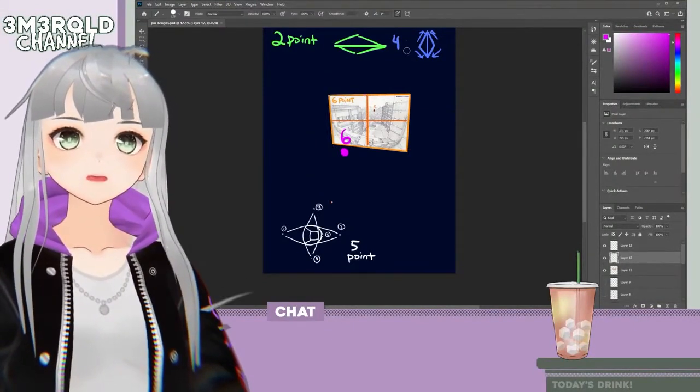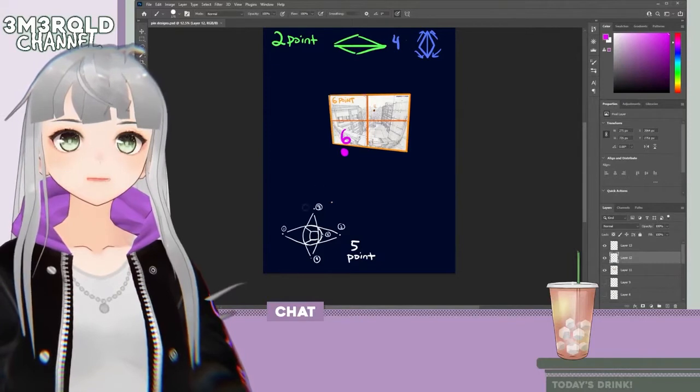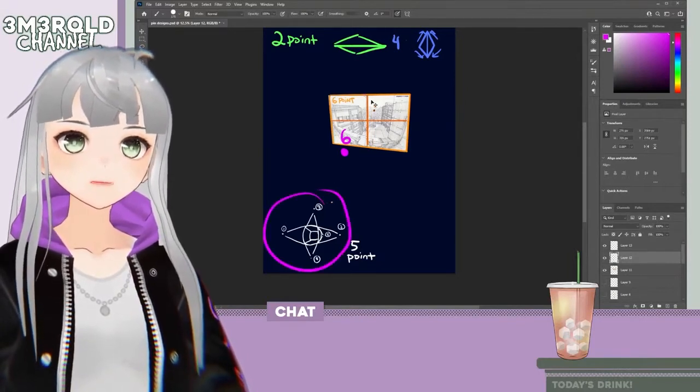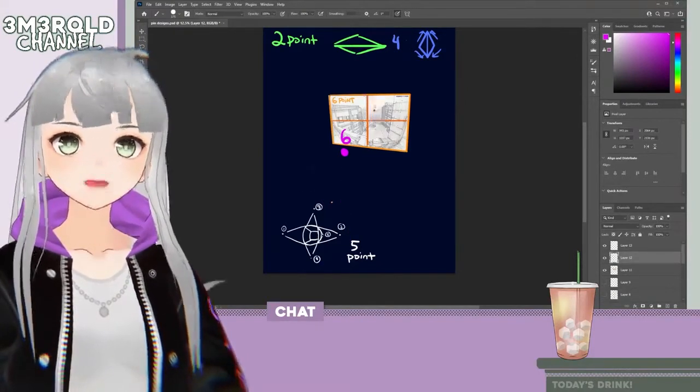So, okay, so we already know for 5-point perspective, right? How it works. It's the same thing. So number 5 is here. Number 1.